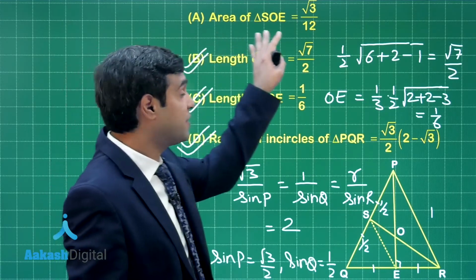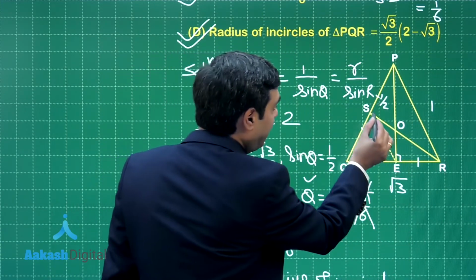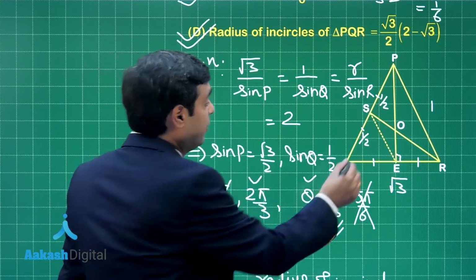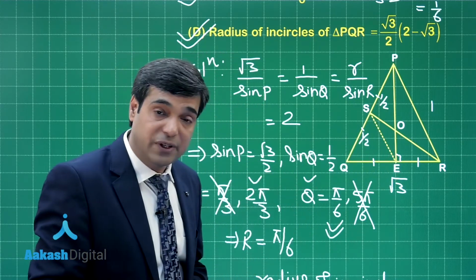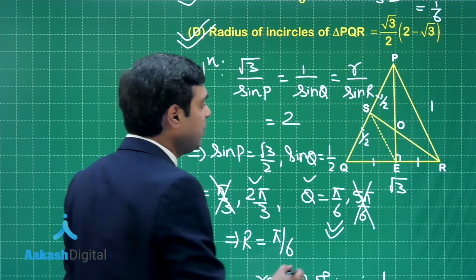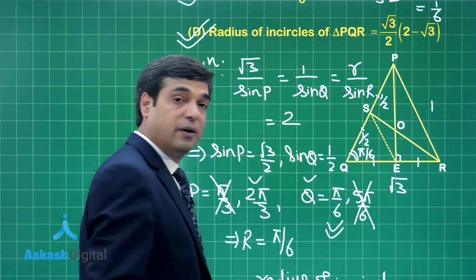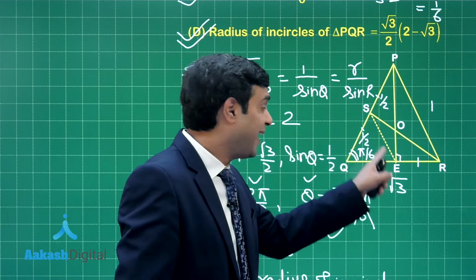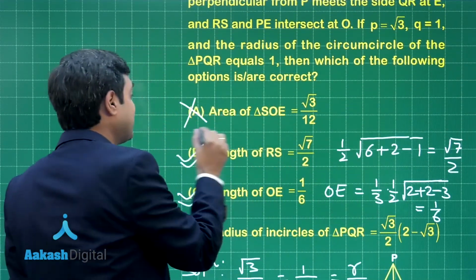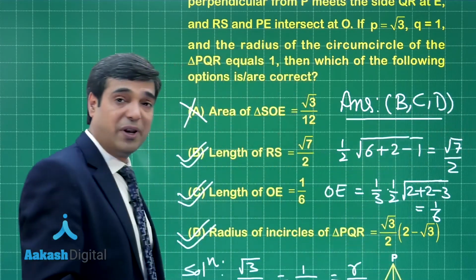Last is option A, which is talking about the area of triangle SOE. Let's plan this one. For SOE, we know that this is 1/3 of the median, and this is 1/3 of the median. OE we already obtained. If we can find SE, we can find the area of the triangle. This point is clear. How can we find the SE length? SE can be found using half root 3 by 2 and this angle being 30 degrees. So from here we can find length SE. Once you obtain length SE, you can check that the area of the triangle obtained is different. So the correct answers for this question are B, C and D. Let's move on to the next one, question number 5.